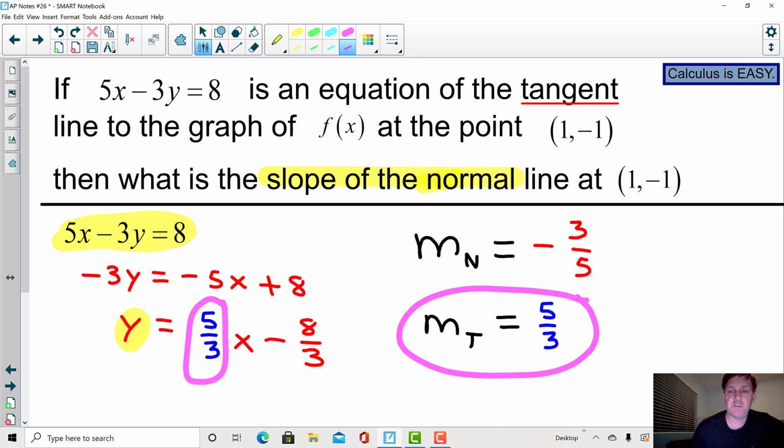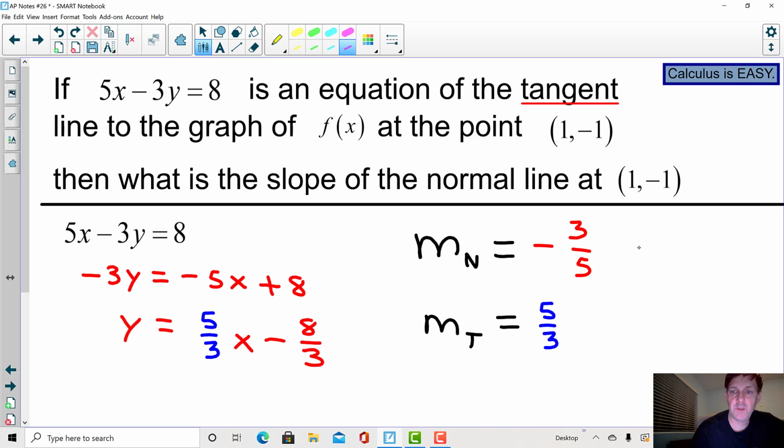Slope of the tangent line is 5/3, but we need to find the slope of the normal line. So the slope of that line would be perpendicular to the slope of the tangent line. To get a perpendicular slope, you have to do the negative reciprocal. So the 5/3 flips upside down, you get 3/5, but you have to add an extra negative. Okay, final answer. The normal slope is going to be negative 3/5.